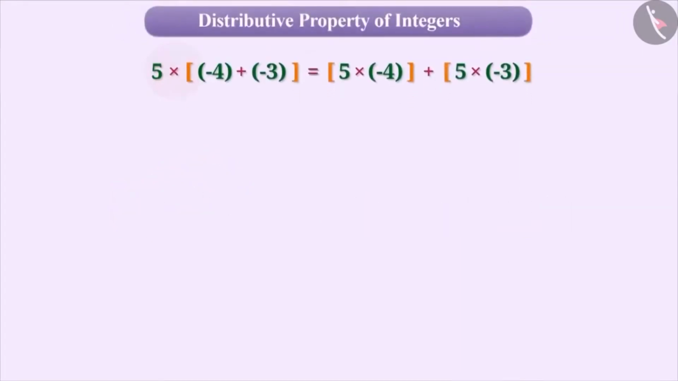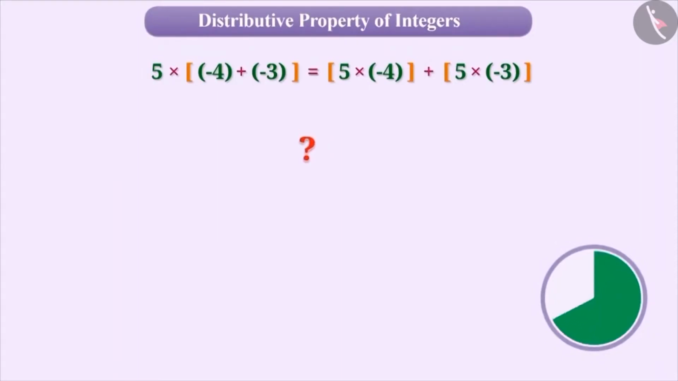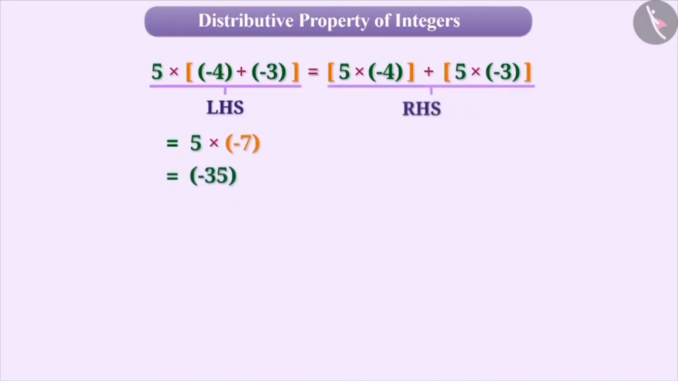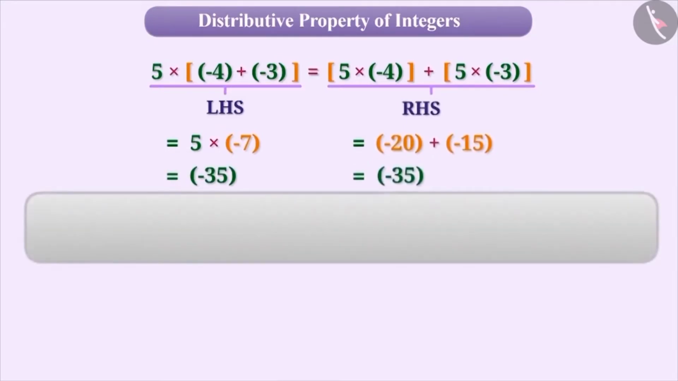Can we distribute the multiplication of integers over addition? Think about it. Now, let me tell you. Let's find out whether 5 multiplied by minus 4 plus minus 3 is equal to 5 multiplied by minus 4 plus 5 multiplied by minus 3. If we solve LHS, the result will be minus 35. Similarly, if we find out the value of RHS, this will also be minus 35. So we can say that the multiplication can be distributed over addition.